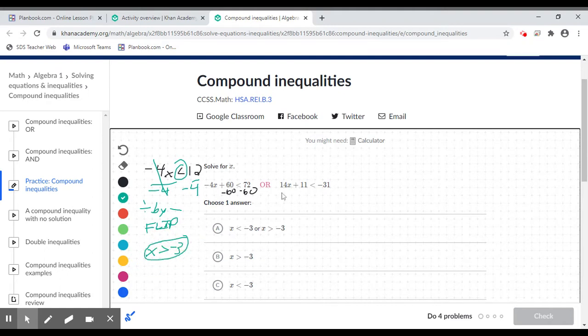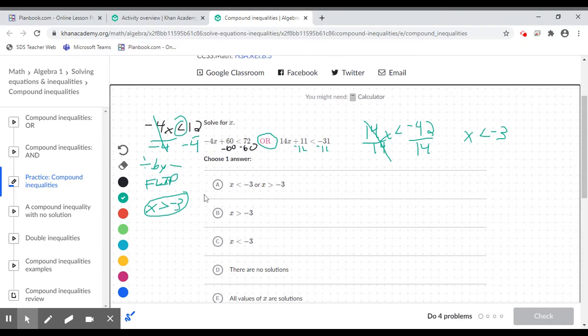On the other side, if I subtract 11, do all this, 14x is less than negative 42. Now I'm not dividing by a negative, just dividing by a positive. This turns out x is less than negative 3. Now, the key word here, once we've done this, is the word or. So what we've just said is x can be either greater than negative 3 or x can be less than negative 3.